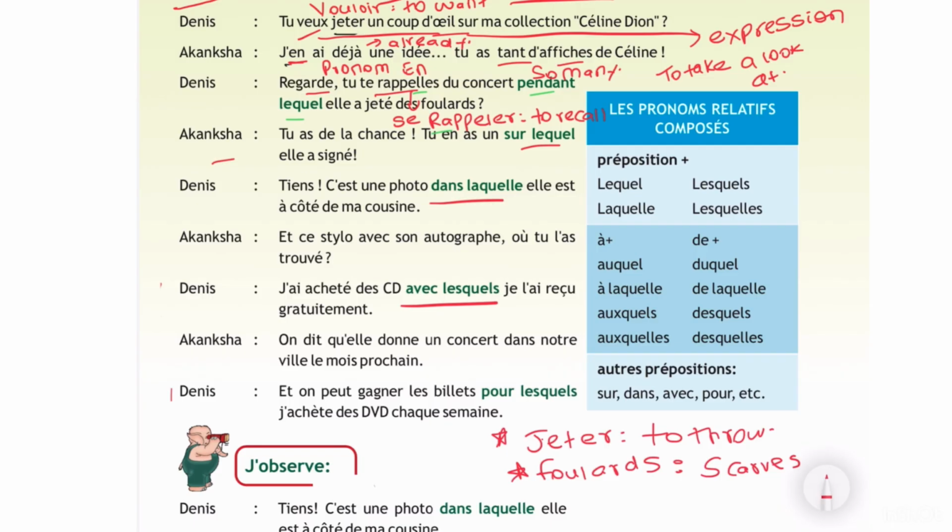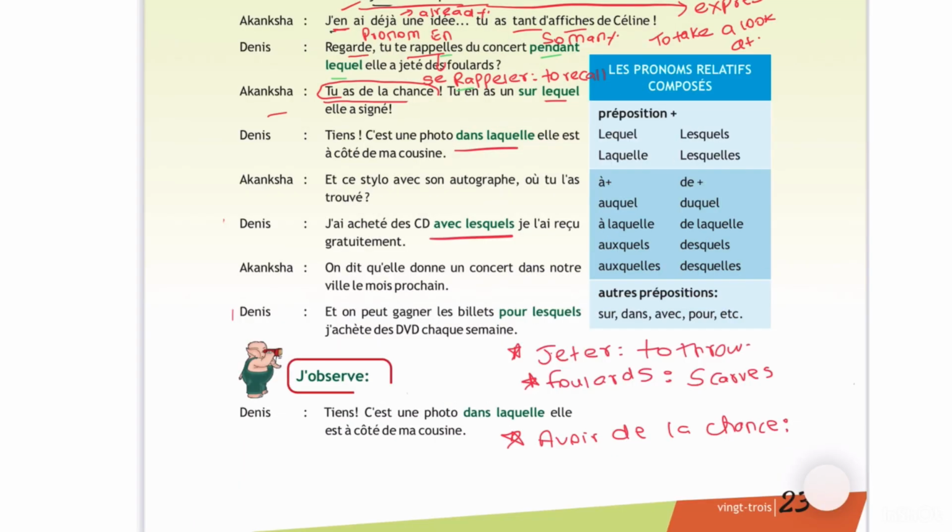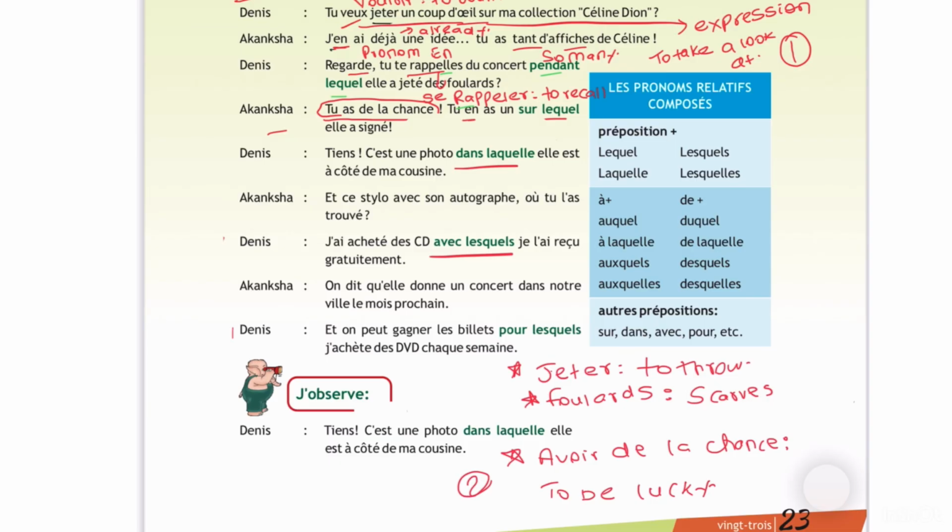tu as de la chance, tu en as un sur lequel elle a signé. Again, this is an expression, avoir de la chance, which means to be lucky. If you translate it literally, it means to have luck. But in English, we generally say to be lucky. Again, she uses en, that is, you have one of them on which she signed. Here they're talking about the scarf, that is, Dennis basically has a scarf that she threw in one of her concerts, Céline Dion, and it was signed by her.